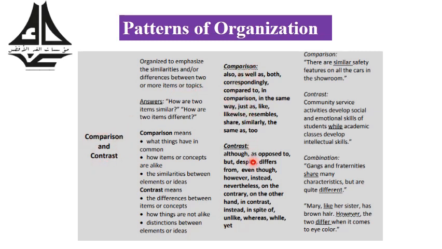Here you have some signal words, for example, also, as well as, both, compared to, in the same way, although, despite, even though, however, nevertheless, in contrast, etc. Here you also have some examples which identify this pattern of organization. Of course, these are not paragraphs, they are sentences.